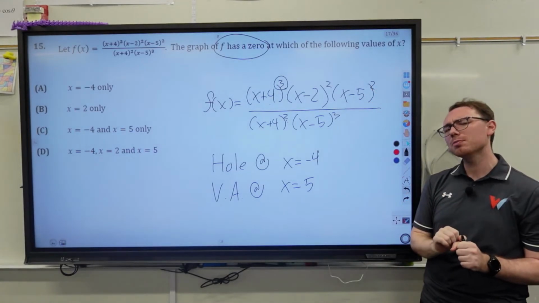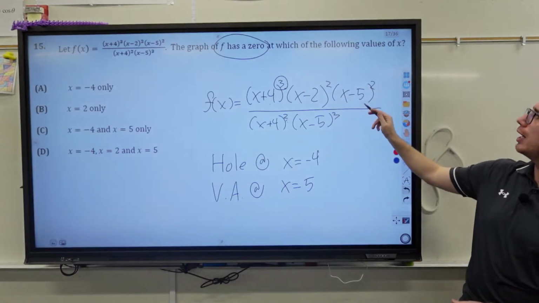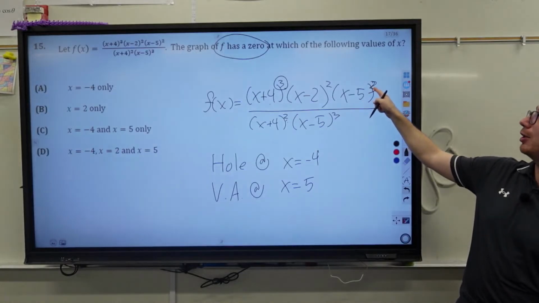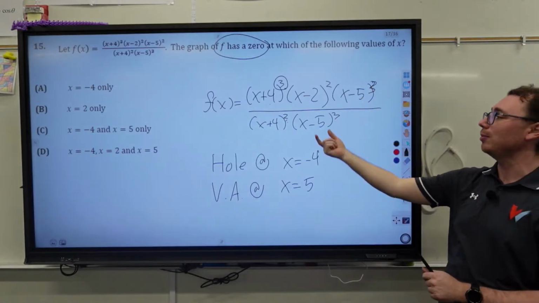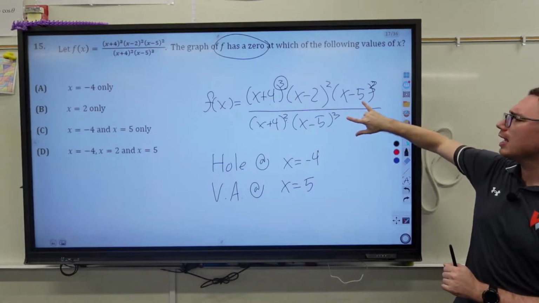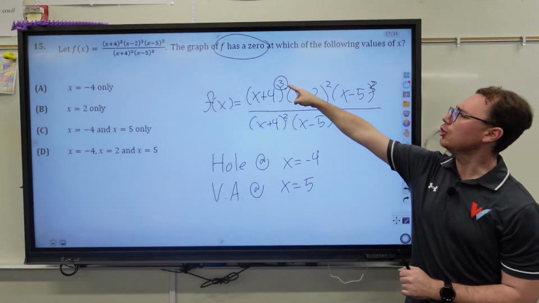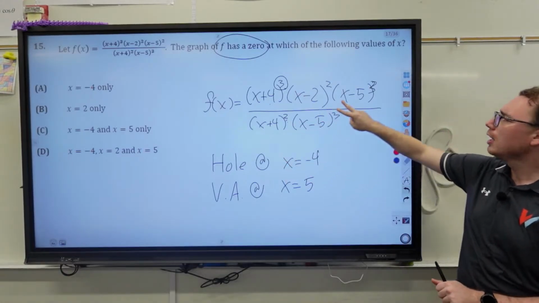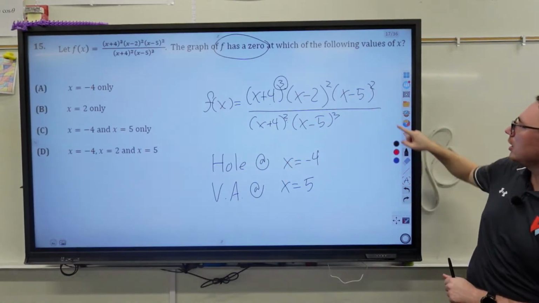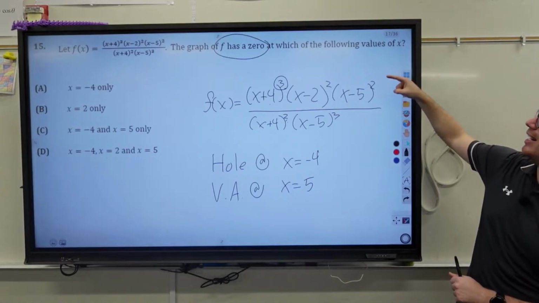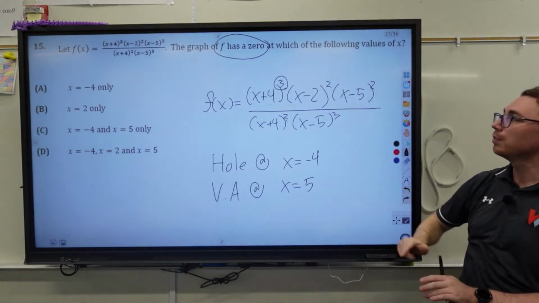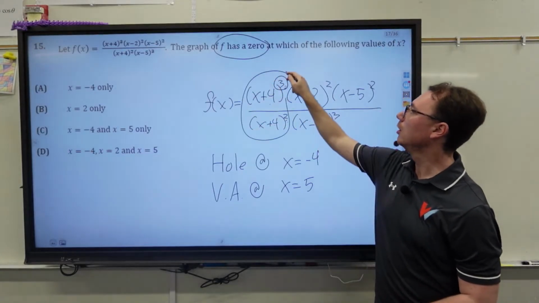Now in the hyper-specific case where the binomial in the numerator has an exponent the same as the binomial in the denominator, if they're the same, it creates a hole. If the numerator exponent is greater than the one in the denominator, it creates a hole. If the exponent in the numerator is smaller than the one in the denominator, it creates a vertical asymptote. So you know this term here creates a hole.